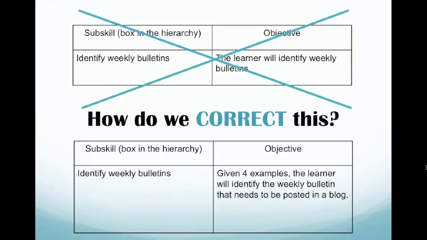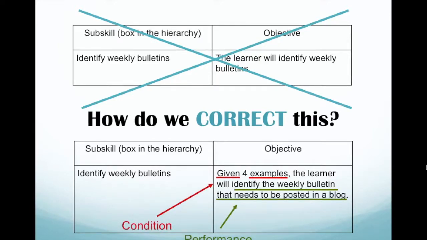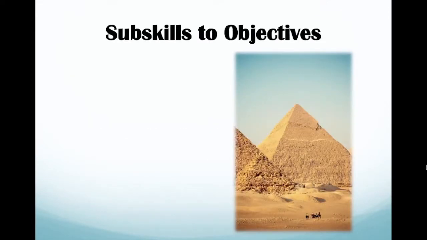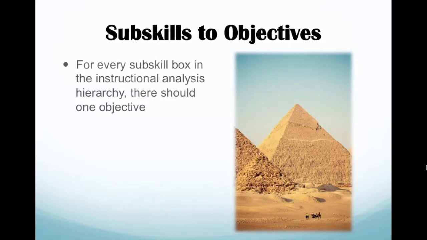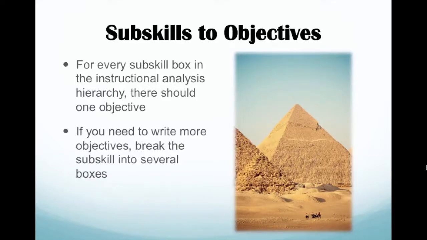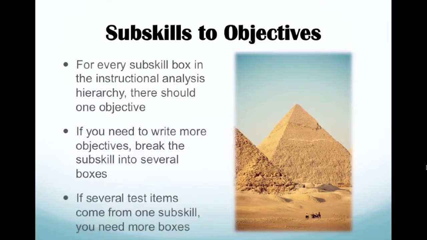Okay, let's take a look at the correction. Now we have a condition, given examples, as well as a performance, identify the weekly bulletin that needs to be posted in a blog, and the criteria, the number 4. This implies that they will do it correctly. Going from our subskills to objectives, for every subskill box in the instructional analysis hierarchy, there should be one objective. If you need to write more objectives, you should break the subskill into several boxes. If several test items come from one subskill, you will also need more boxes.